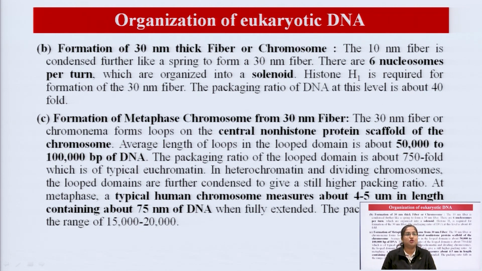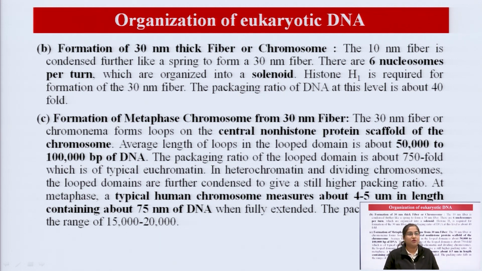Next is the formation of the 30 nanometer thick fiber of chromosomes. The 10 nanometer fiber is condensed further like a spring to form a 30 nanometer fiber. There are 6 nucleosomes per turn, which are organized into a solenoid. Histone H1 is required for formation of the 30 nanometer fiber. The packaging ratio of DNA at this level is about 40 fold.